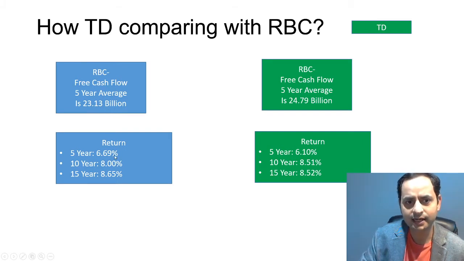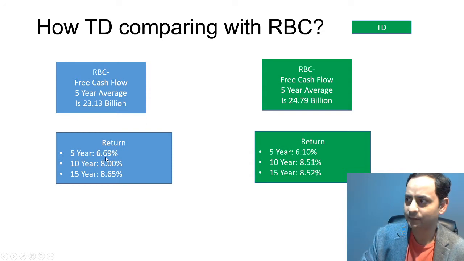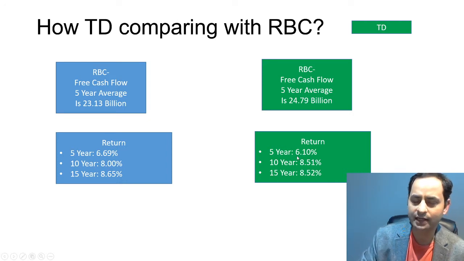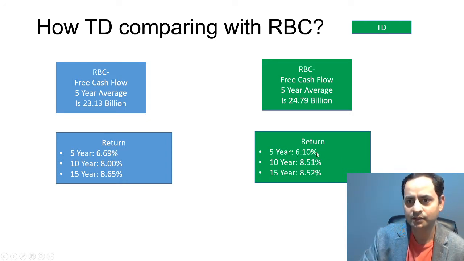On the return side, the RBC 5-year return, which is the blue box, is 6.69%. But on the TD 5-year, if you invest in TD, you will get a 5-year return of 6.10%, right? So almost a little over 50 basis points less in TD. But on the 10-year average, TD beats RBC, right? So TD is 50 basis points up. So it seems like they make up next 5 years.